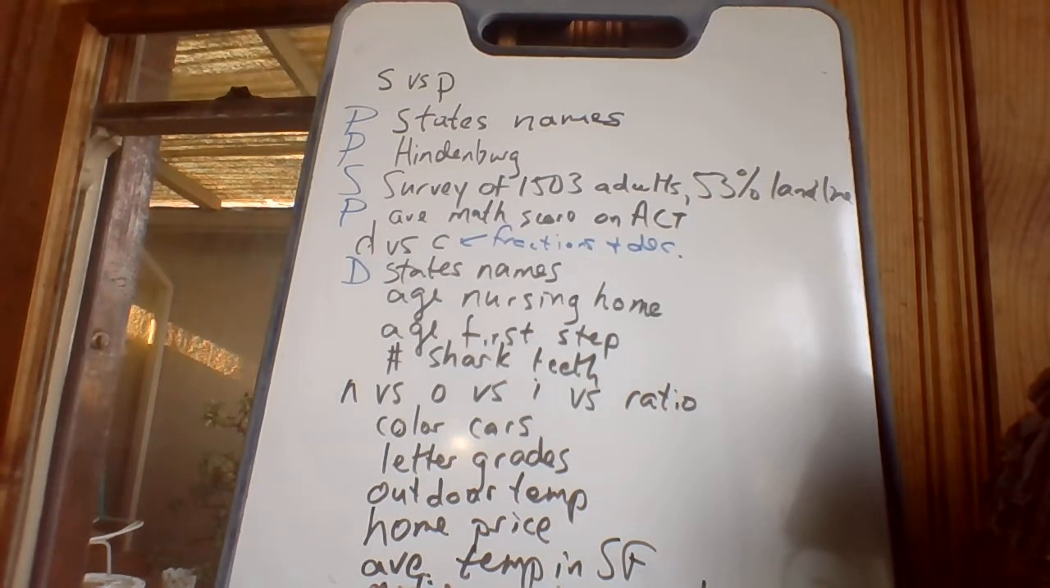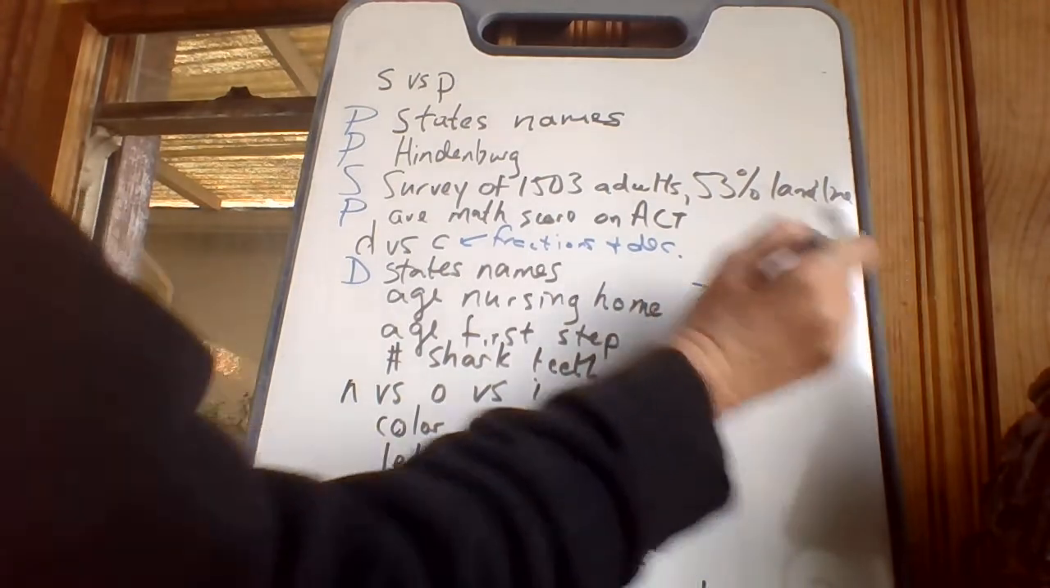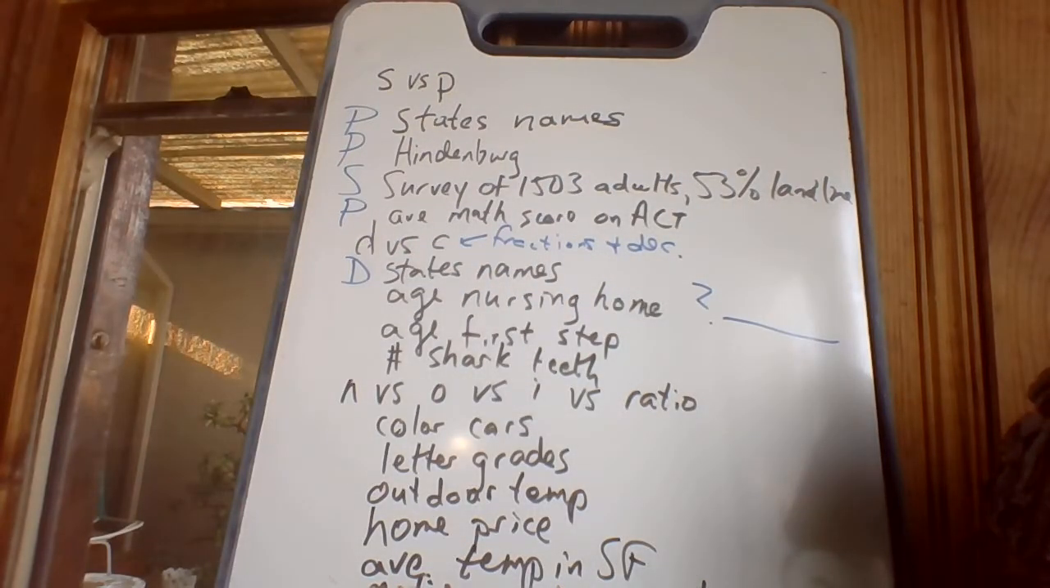Okay, so it could be discrete. If I just asked them a survey question, how old are you? And I have a question mark followed by a blank, they could. I would have to call it continuous because of the way I asked it.